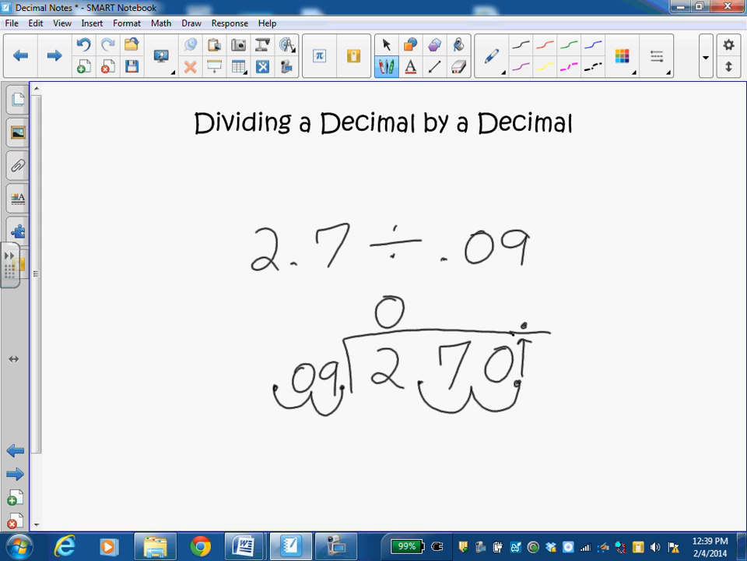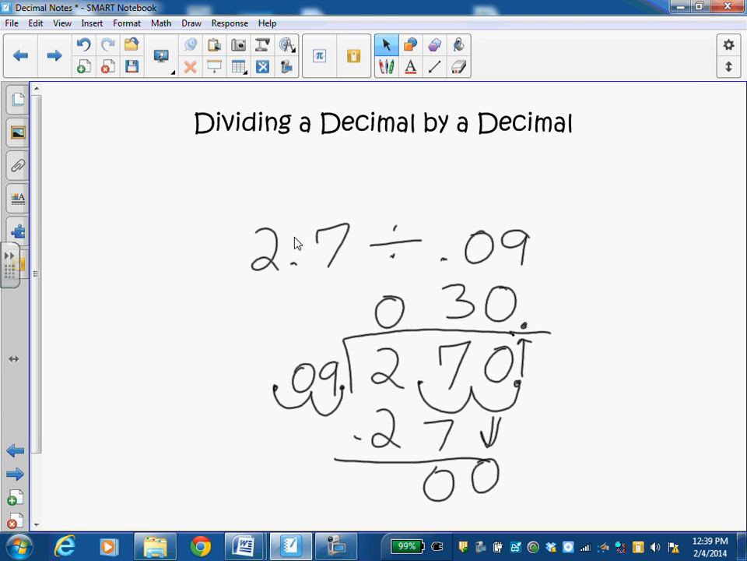9 can't go into 2, but it can go into 27 3 times, and that is 27, and there's nothing left. But I still have a 0 to bring down, which means I'm not finished. My answer is not 3. I've got one more step to go. 9 goes into 0 0 times. So my actual last step was to put a 0 there. So it goes into it 30 times. Not 3, but 30. Okay? So there's two examples of dividing a decimal by a decimal.